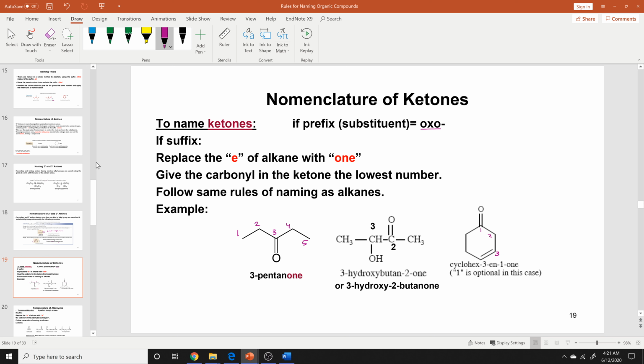2, and 3. See how I started numbering from the carbonyl because it's the highest priority compared to the alkene. So it's going to be 3 and this is going to be 4. So your double bond starts from carbon number 3. So it's going to be 3-cyclohexane or cyclohex-3-en-1-one, whatever you want to do it, it's fine.